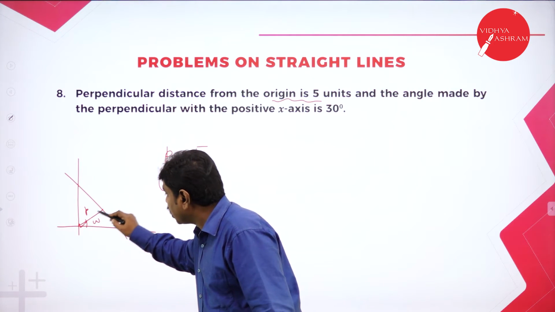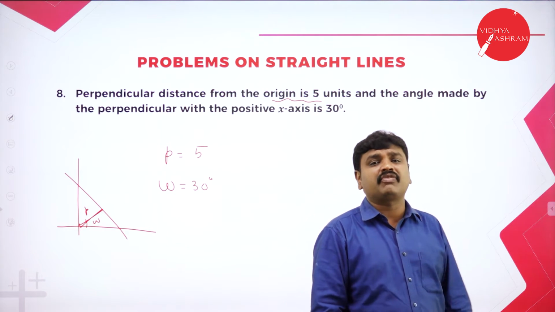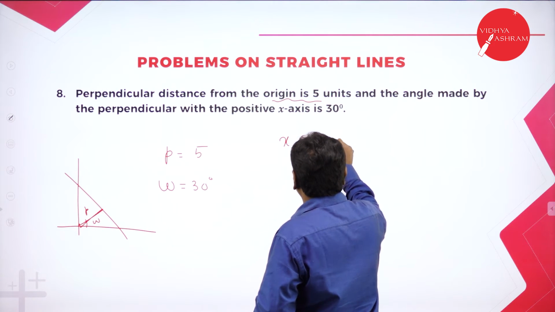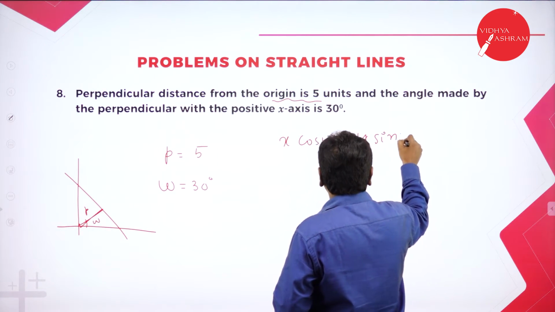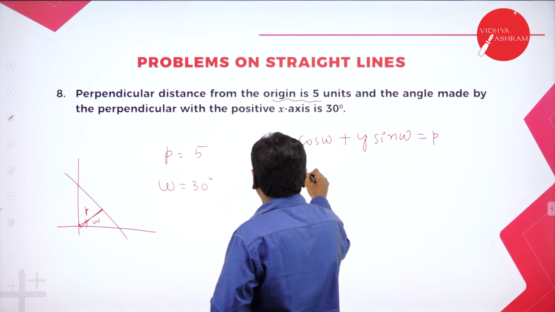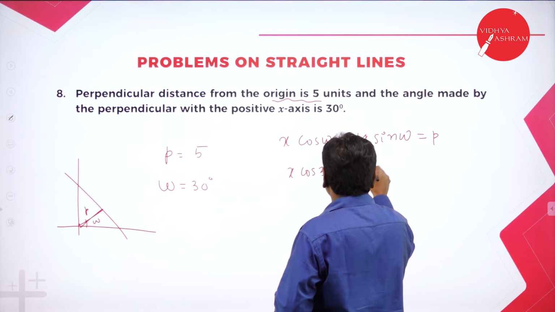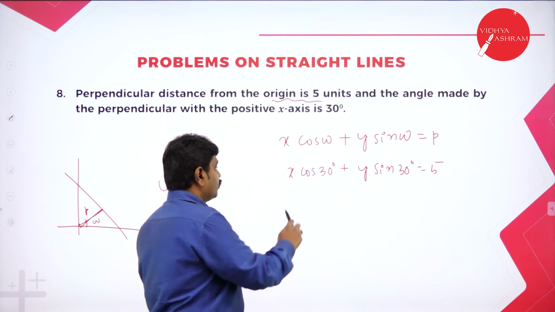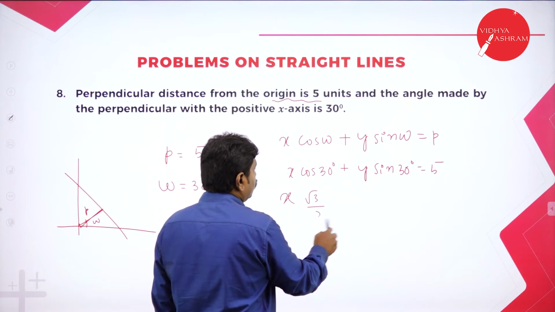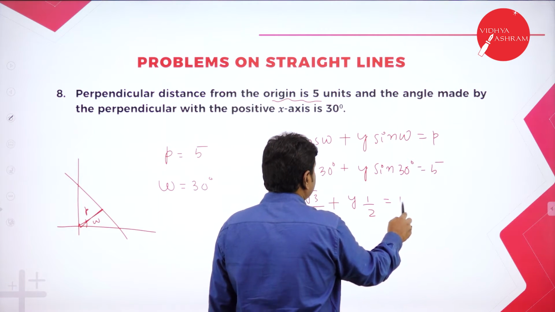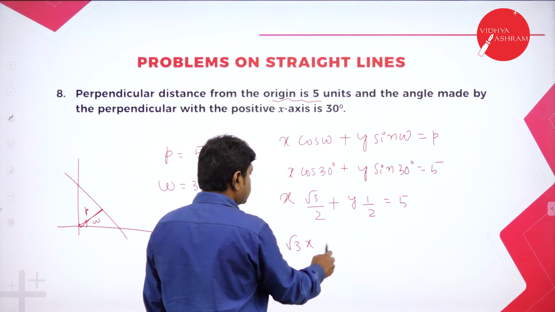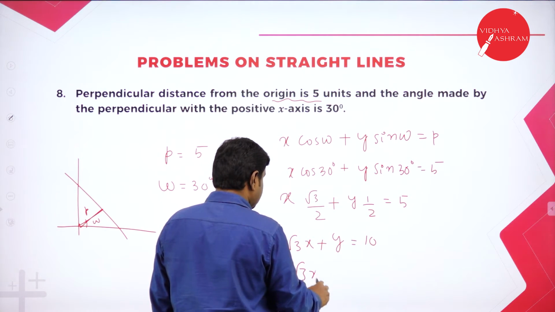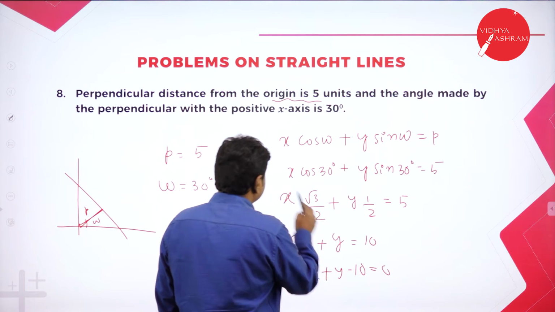We call this perpendicular the normal to the line. So use the normal form. What is the normal form of the line? x cos omega plus y sin omega equal to p. So the required line is x cos omega plus y sin omega equal to p. Substitute it. What is cos omega? Cos 30. x cos 30 degrees plus y sin 30 degrees is equal to p. What is p? 5. Write the values: x cos 30 is root 3 by 2, y sin 30 is 1 by 2, equals 5. Multiply by 2: root 3 x plus y is equal to 5 into 2, which is 10, or root 3 x plus y minus 10 equal to 0. So this is the answer.